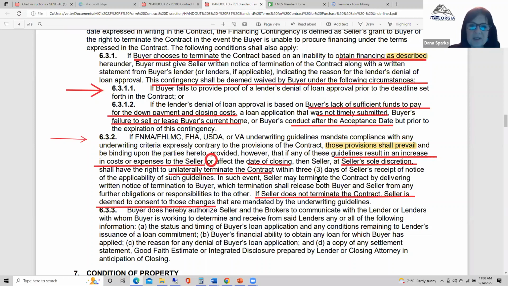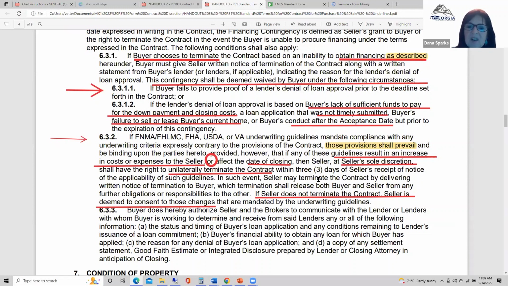We send notice. The seller then has 3 days from the date of that notice to say, yes, I agree, or no, I'm going to terminate the contract. Good luck. Sorry, you couldn't get your lender to get it done in time. I'm not waiting for you. I don't have to wait for you. I'm going on to another buyer. As a matter of fact, I've got a backup contract for $10,000 more. Have a nice day. So then the seller has 3 days.